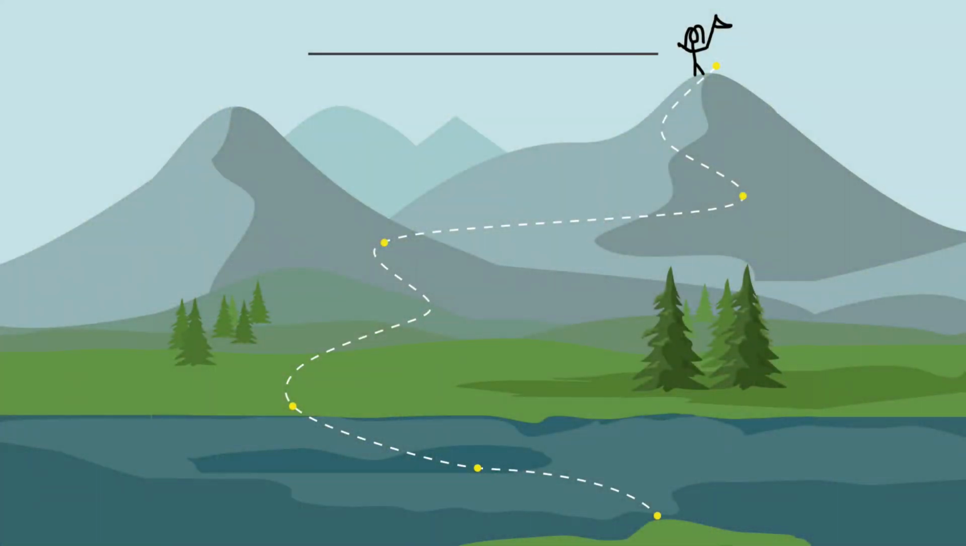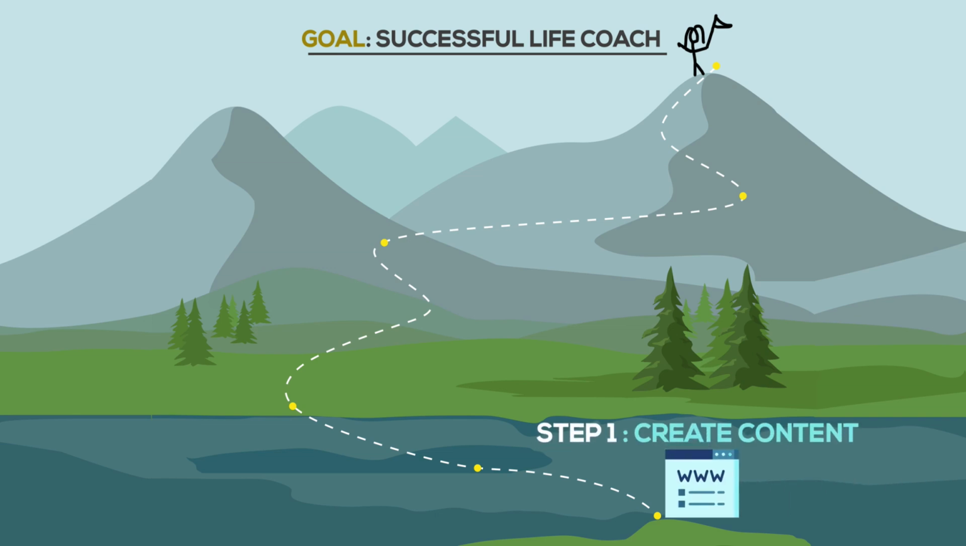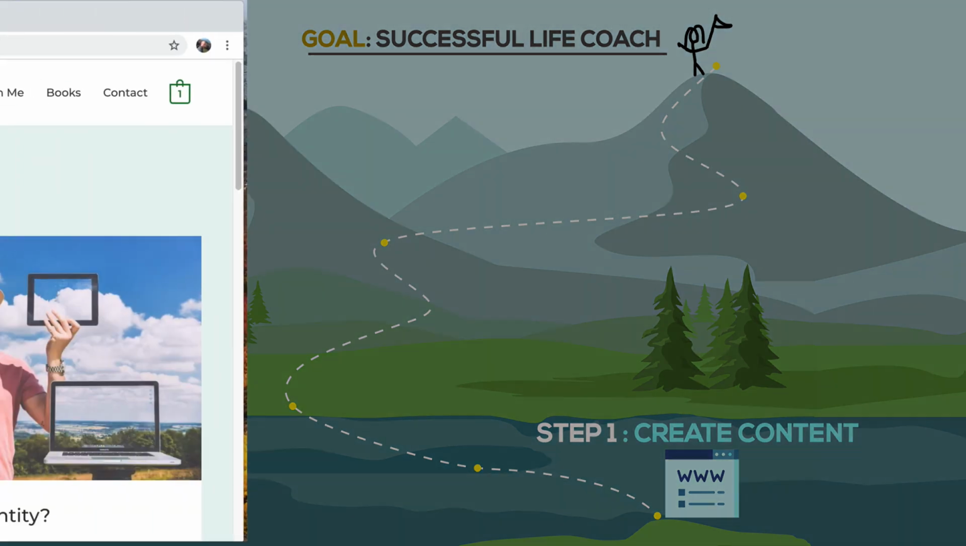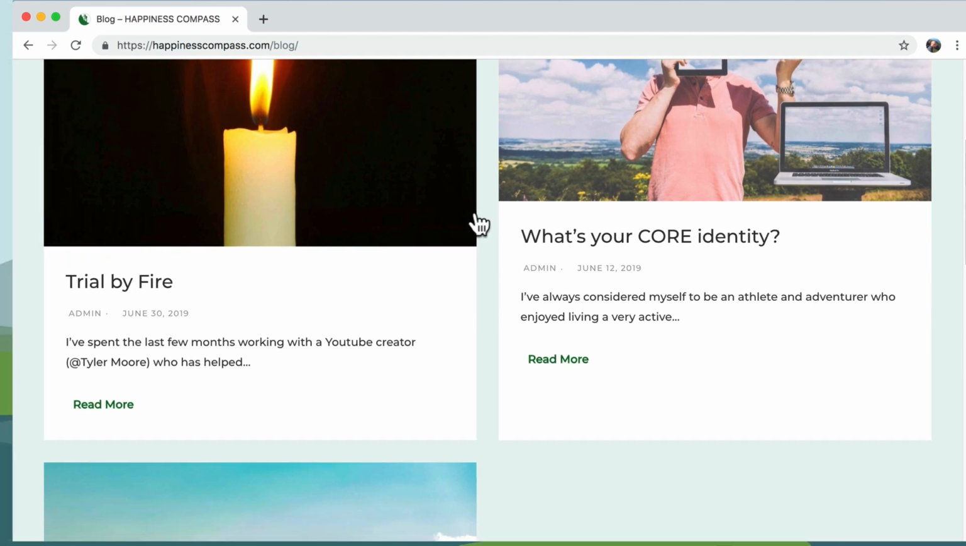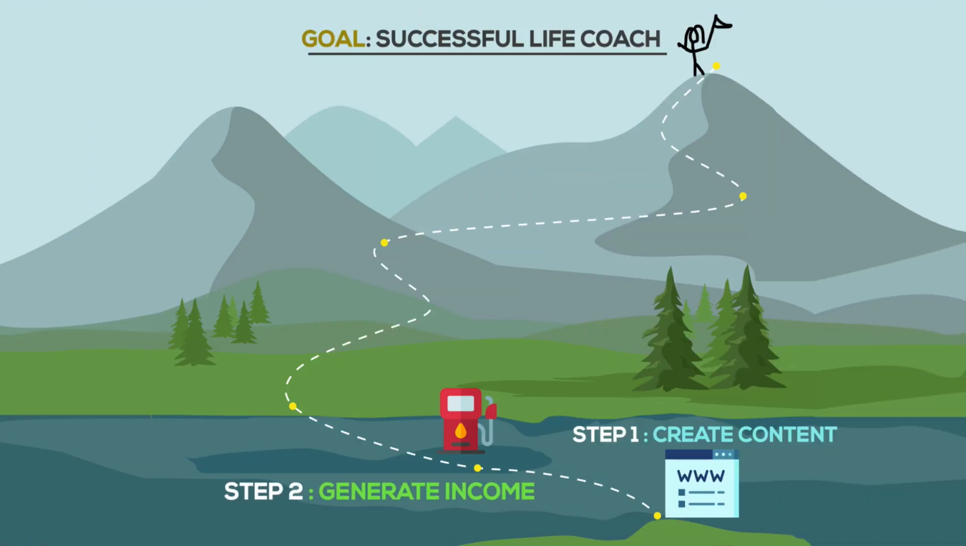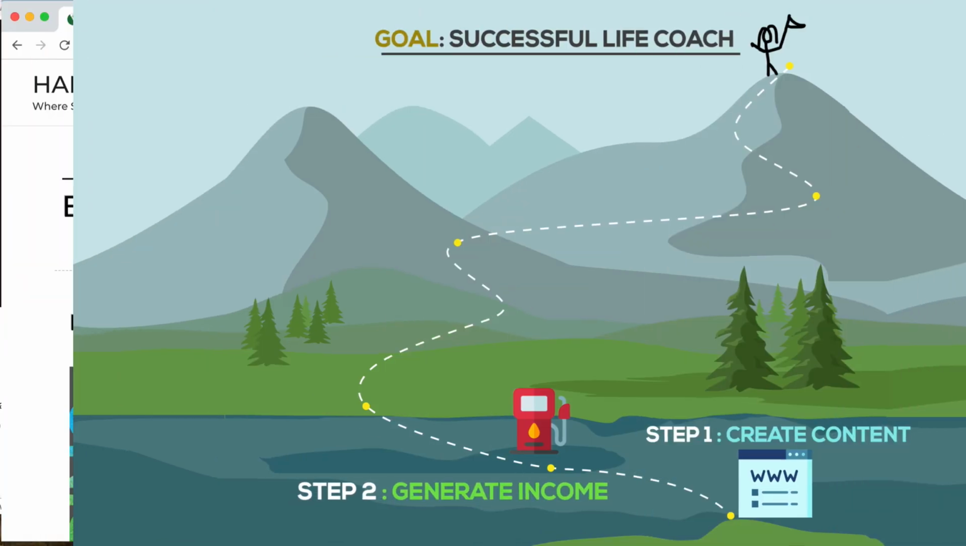So we have our goal. In Christina's case, it's to become a life coach. So what do we need? We need content to attract people. And that's one of the first things that we did: we made a blog for her. The next thing, in my opinion, that we needed was a little bit of fuel. And that is Amazon affiliates.